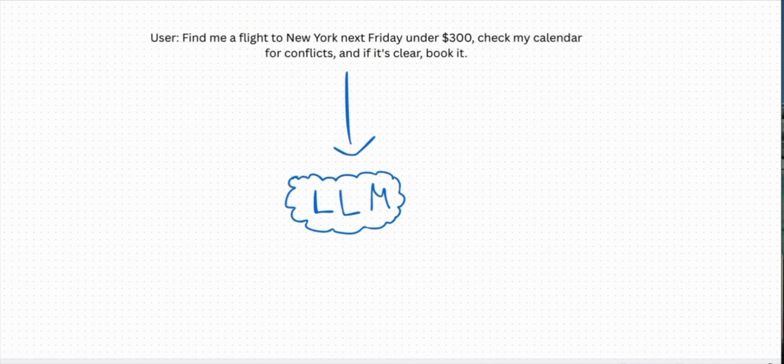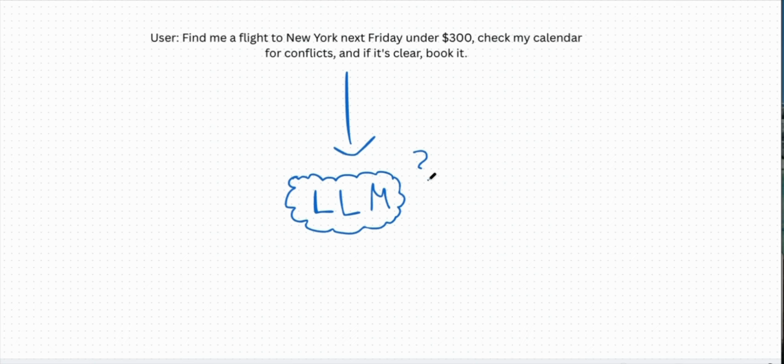So let's say we have a user that's asking us to find a flight to New York next Friday under $300, and it also says to check their calendar for conflicts. And it sends us to an LLM. Well, the LLM doesn't really have any context of what the user's talking about. Like, how does it know how to check flights? Or how does it know to check your calendar? So the LLM is going to be confused.